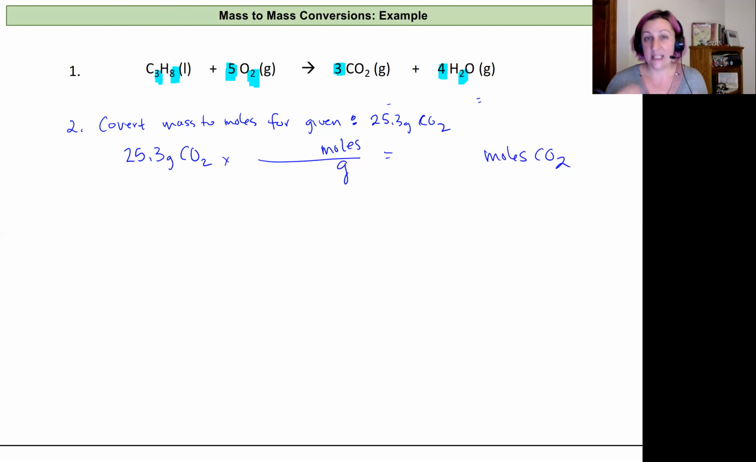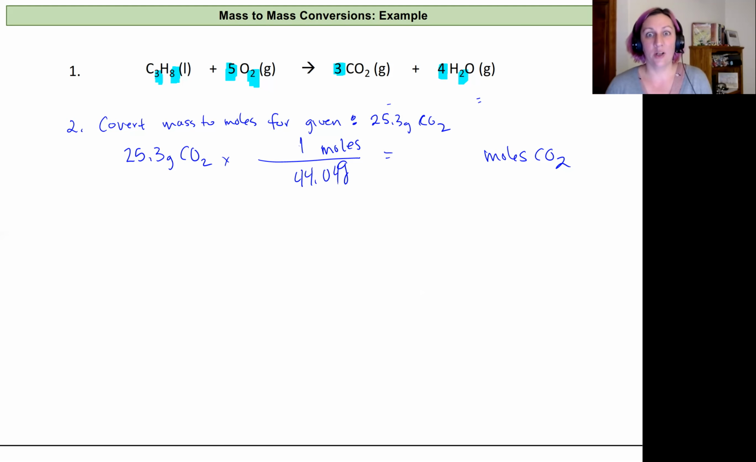So we need this for carbon dioxide, and we can go to the periodic table and we can do 12.011 plus 2 times 15.999. That oxygen mass is 15.999. Carbon is 12.011. And we'll get that in each 1 mole of carbon dioxide, there'll be 44.01 grams.